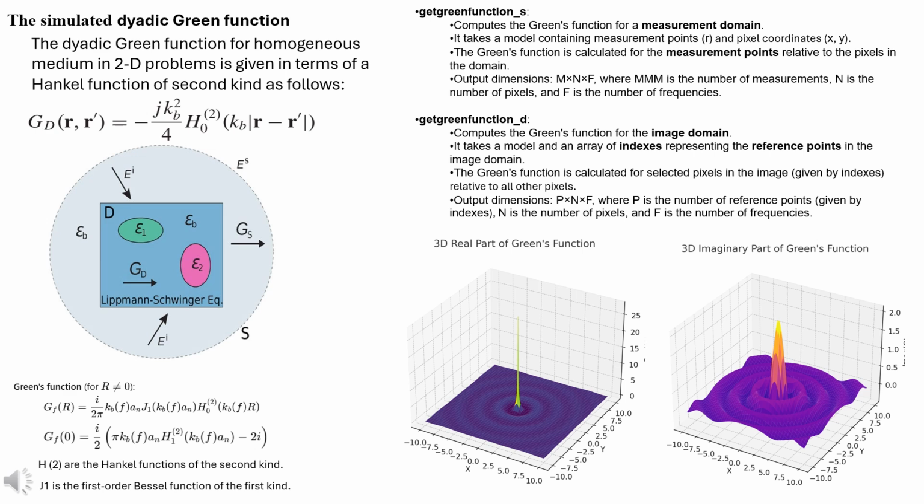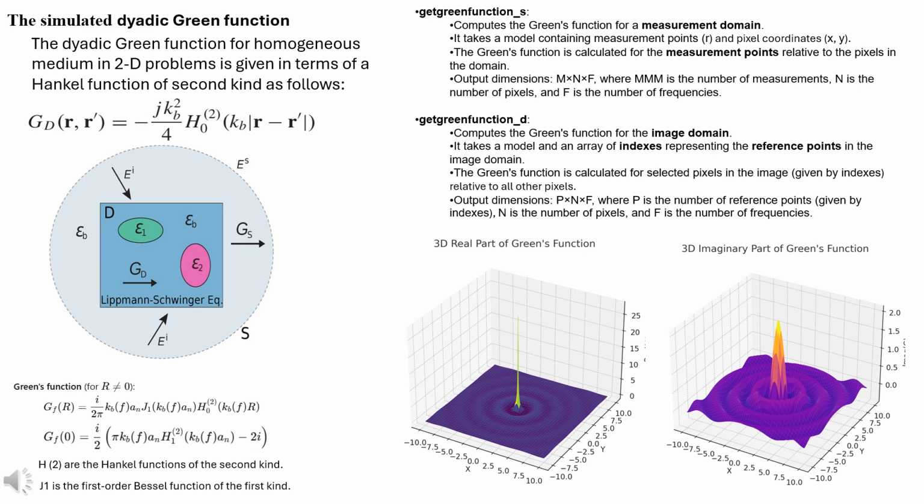Within this setup, we are particularly interested in the dyadic Green function, denoted GD, which describes the wave propagation within the domain D. This domain could represent a scatterer, an object that interacts with the incident field. Additionally, the scattered field, labeled GS, is the portion of the electromagnetic wave that interacts with and reflects off the scatterer.